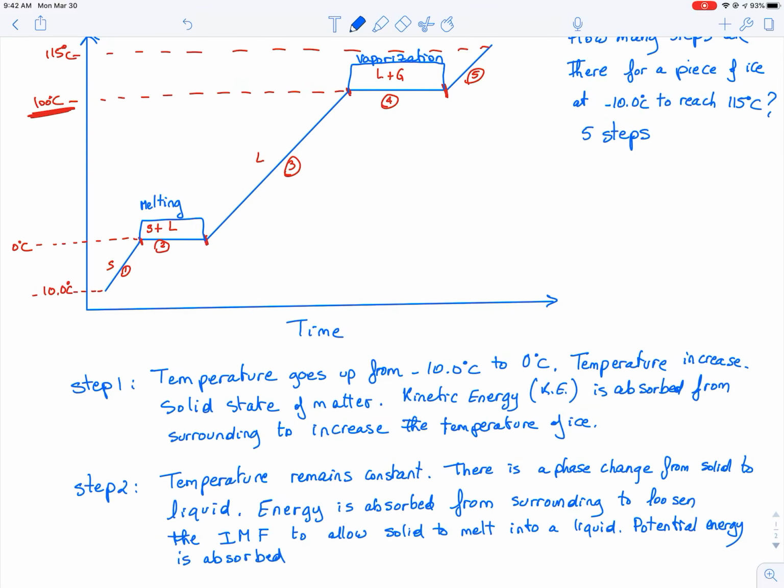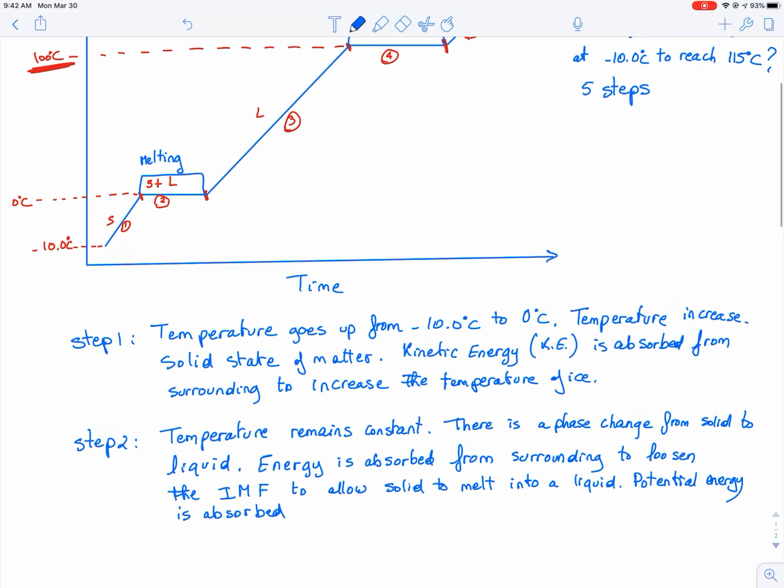Now, step 3 is very similar to what step, you guys? Well, what do you see in step 3? Again, you see an increase in temperature, something similar to what you have seen in step 1. So step 1 and 3 are very similar in that sense. All right.